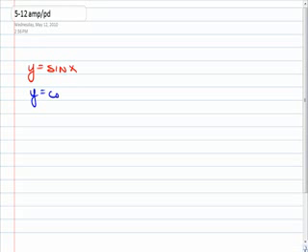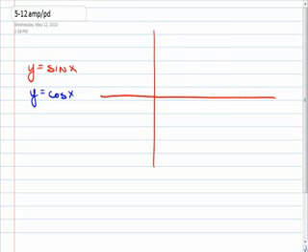Alright, let's take a look at the graphs of y equals sine x, y equals cosine x. We're going to do all sorts of things to them today. First, I want to start off with the basic functions themselves.